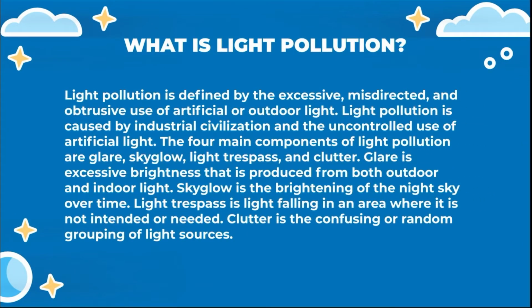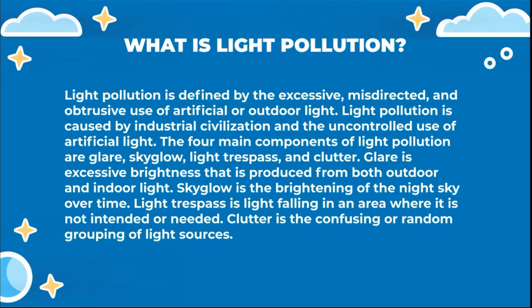Light pollution is defined by the excessive, misdirected, and obtrusive use of artificial or outdoor light. Light pollution is caused by industrial civilization and the uncontrolled use of artificial light. The four main components of light pollution are glare, sky glow, light trespass, and clutter.